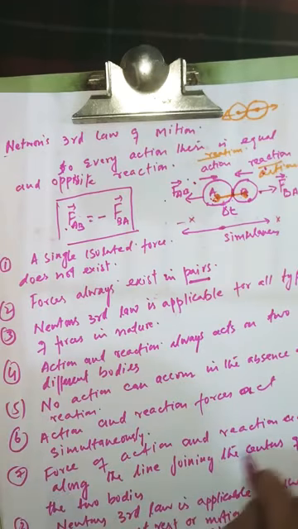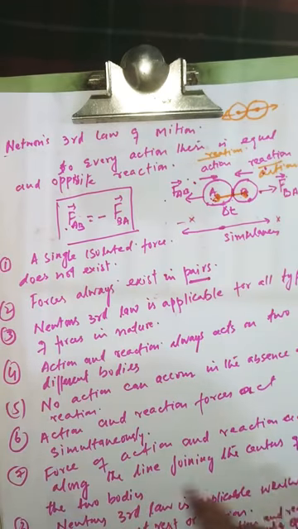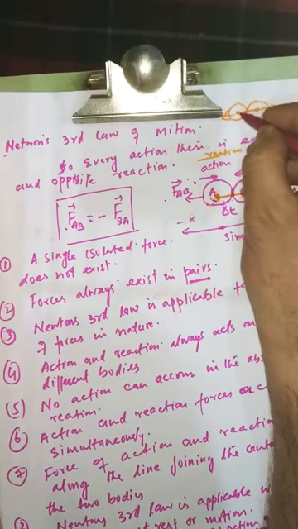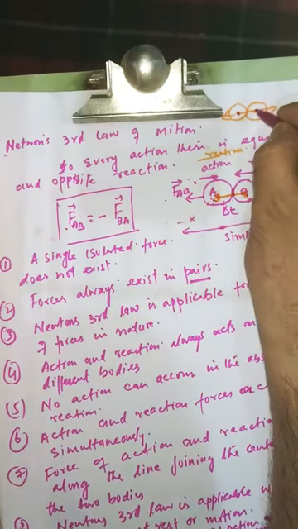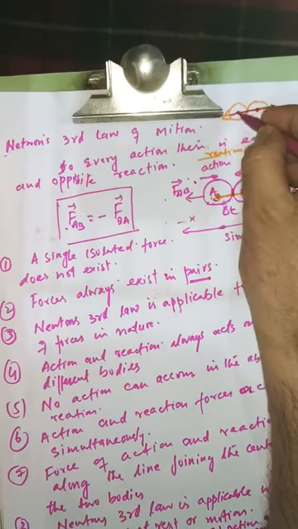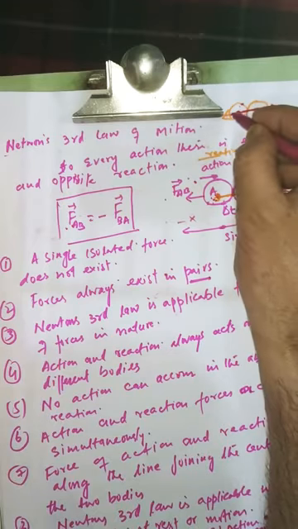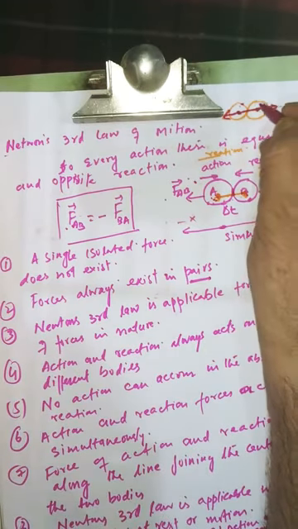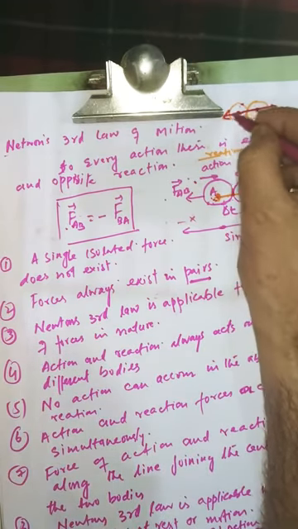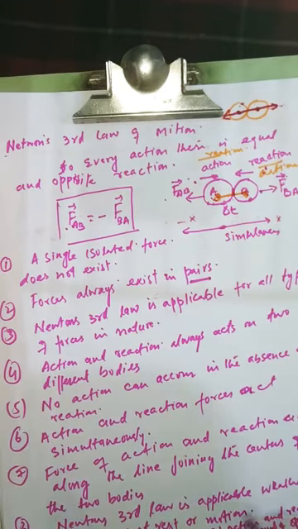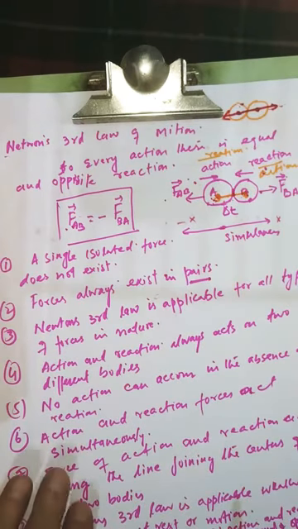Seventh: force of action and reaction act along the line joining the centers. How, along which direction? The line joining the centers is the direction. So force exerted by A will act along this direction, and force exerted by B will act along this direction. Newton's third law is applicable whether bodies are at rest or in motion. Aapko samajh mein aata hai. Action and reaction are equal and opposite. Clear?